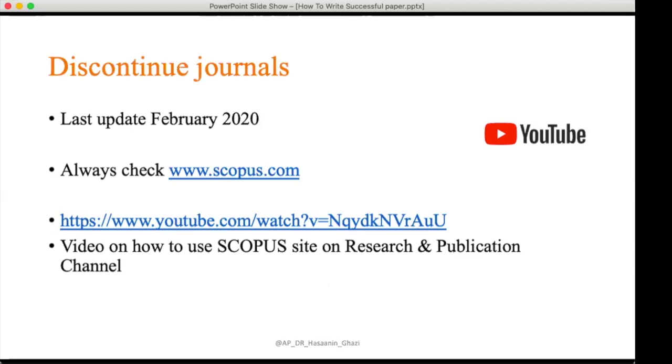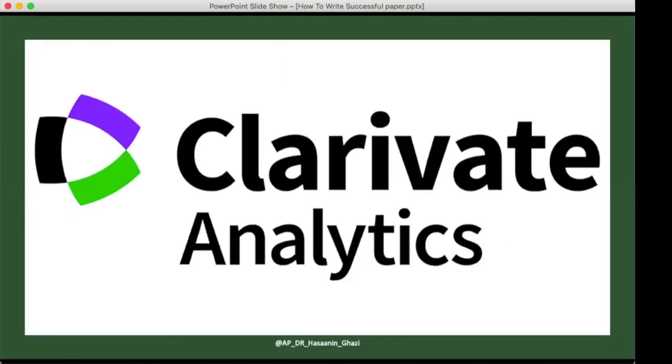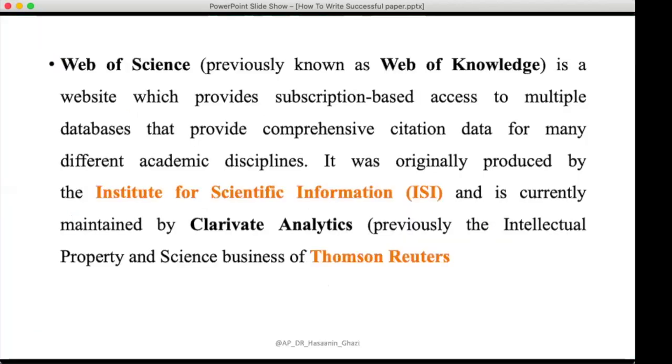The other important one is Clarivate Analytics. Clarivate Analytics is Web of Science. It was under the Institute for Scientific Information, that's why everybody calls it ISI, then it was bought by Thomson Reuters, and finally Clarivate Analytics bought it from Thomson Reuters. So now the Web of Science is under Clarivate Analytics.